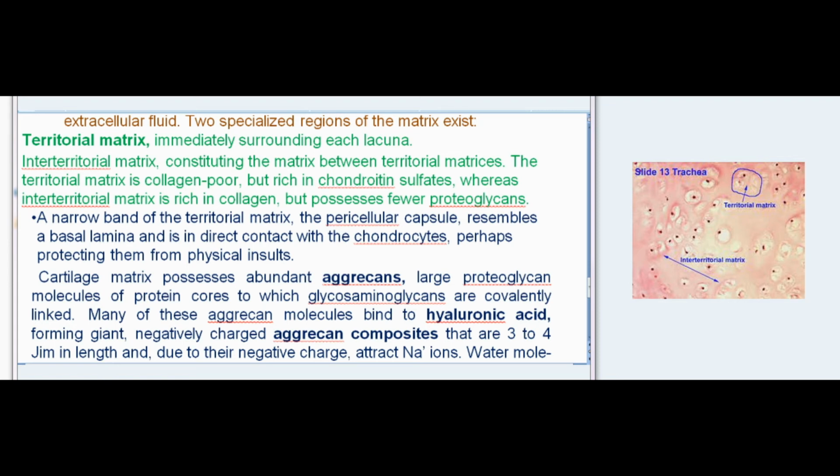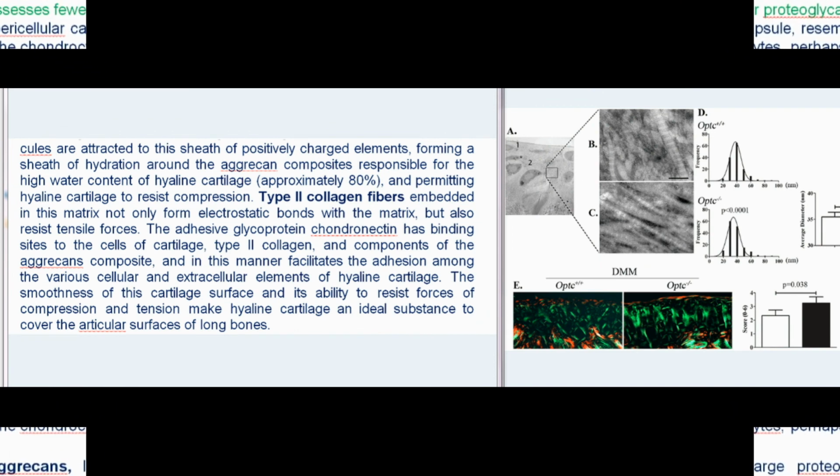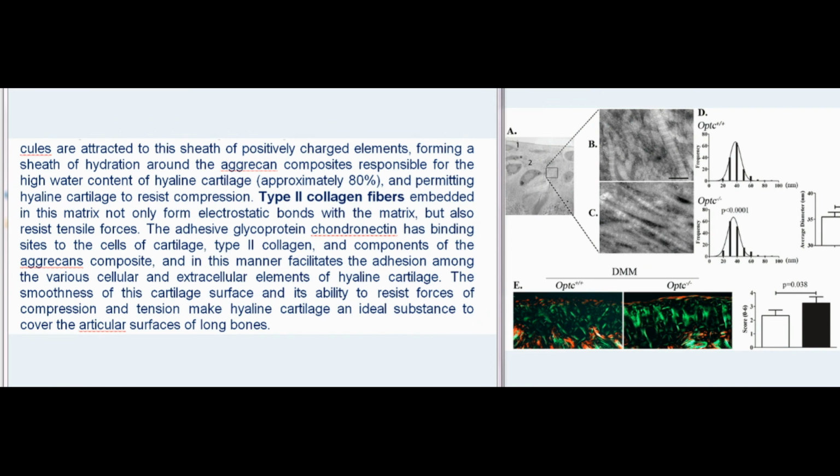Cartilage matrix possesses abundant aggrecans, large proteoglycan molecules of protein cores to which glycosaminoglycans are covalently linked. Many of these aggrecan molecules bind to hyaluronic acid, forming giant, negatively charged aggrecan composites that are 3 to 4 micrometers in length and, due to their negative charge, attract Na ions. Water molecules are attracted to this sheath of positively charged elements, forming a sheath of hydration around the aggrecan composites responsible for the high water content of hyaline cartilage, approximately 80%, and permitting hyaline cartilage to resist compression.